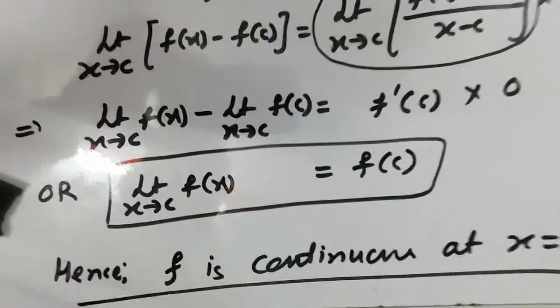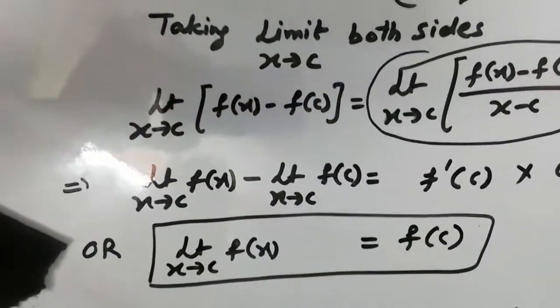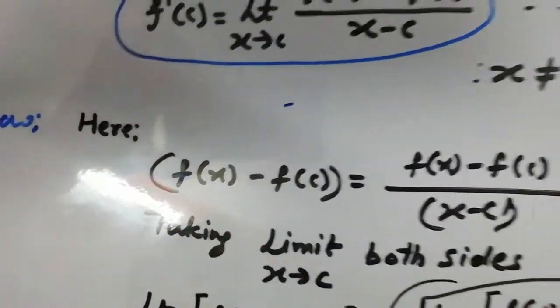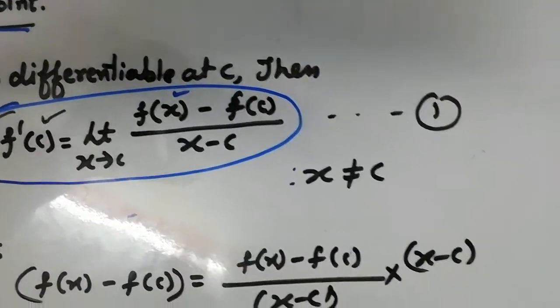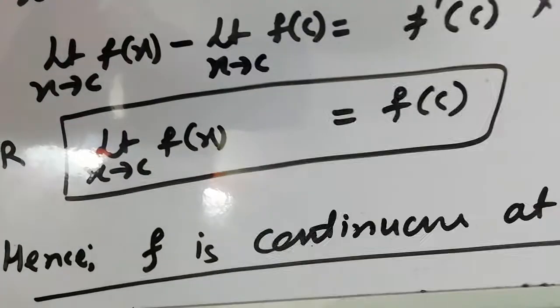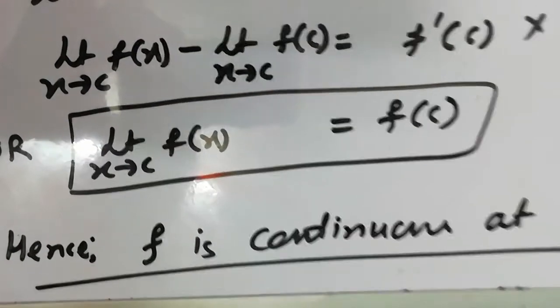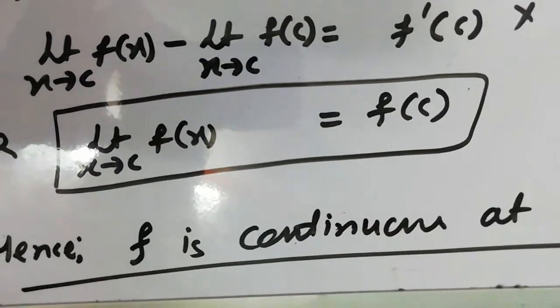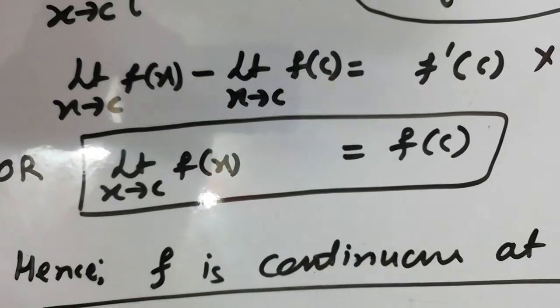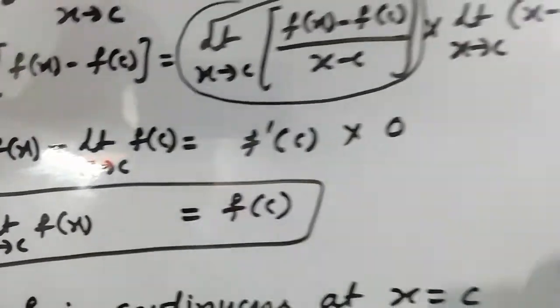So now we have a theorem: every function which is differentiable at a given point c is also continuous at that point. Okay, but the converse is not true, that is, every continuous function is not a differentiable function. Here I'll give you an example of this one.